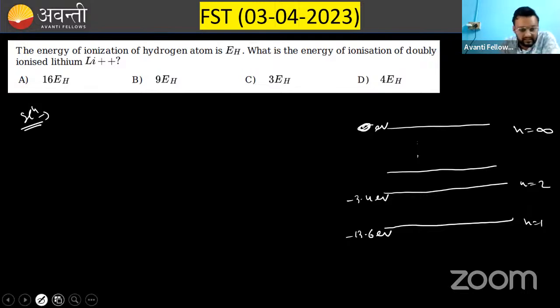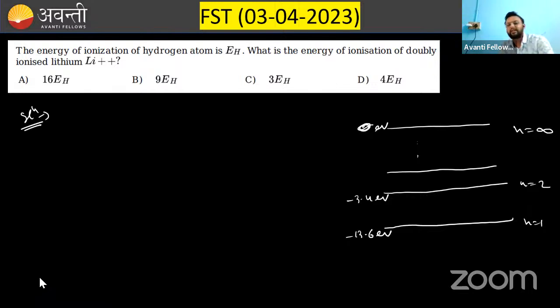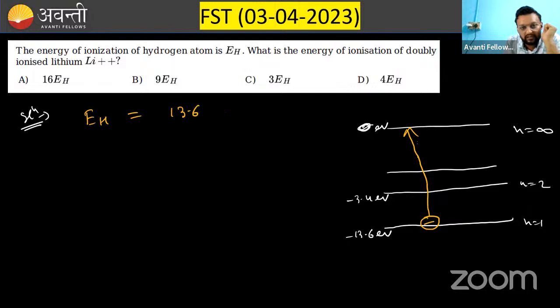Now, what is the thing here? The ionization energy is what? The energy required to raise the electron from the ground state to the infinity state. From ground state to infinity, the energy required, they are saying the energy of ionization EH for hydrogen atom, will be 13.6 electron volt. From here to here, how much energy will be required? That is 13.6 electron volt. Now they are talking about the lithium atom.